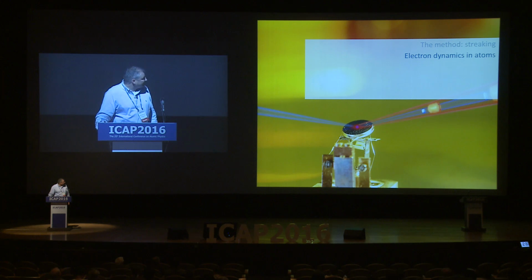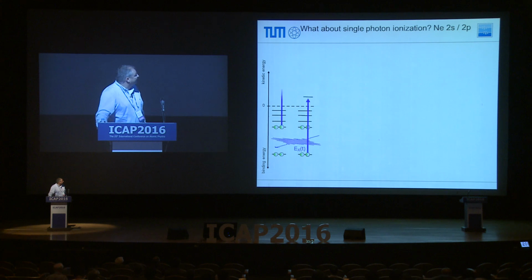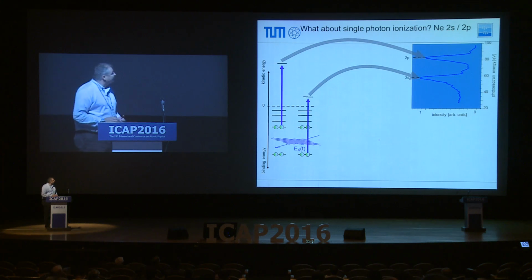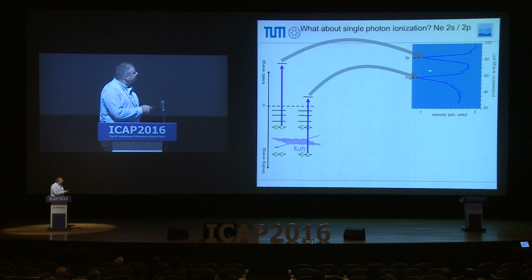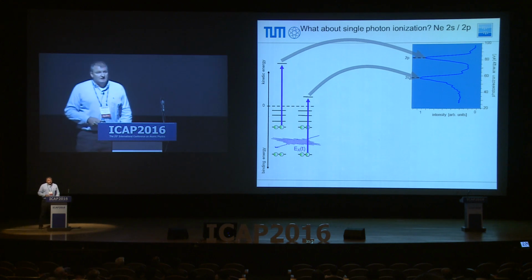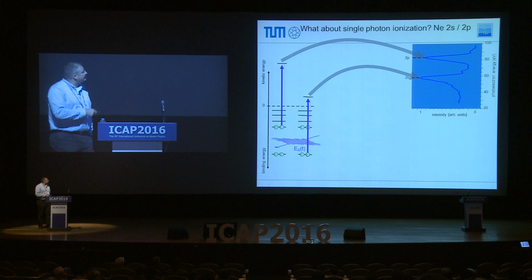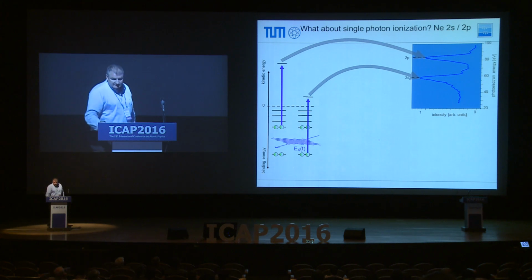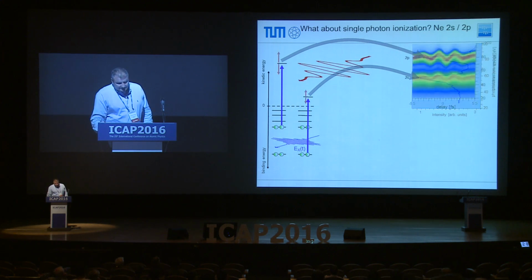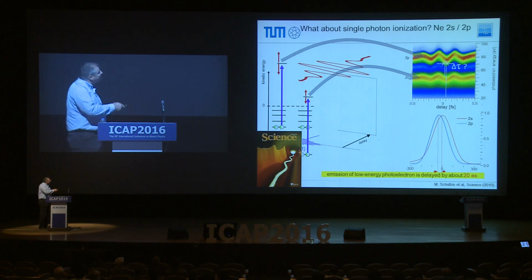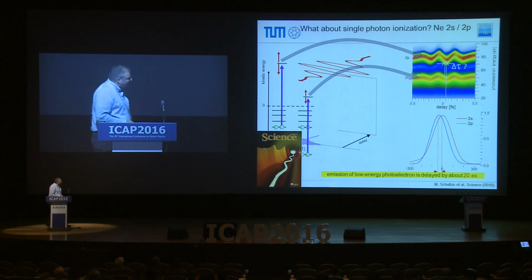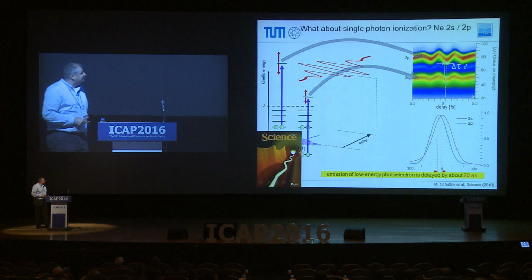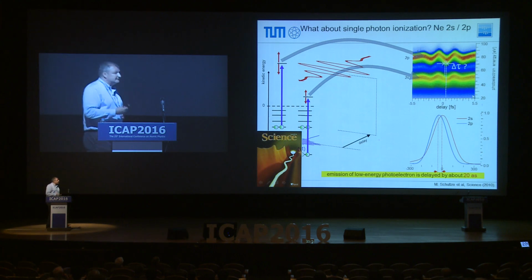Going back to our high-order harmonic generation source, years ago we did an experiment on neon where we looked at two photolines in parallel. And we were looking at the 2S and 2P photolines from neon and then did the streaking. And we saw that the two photolines, the two streaking spectrograms, were delayed, and we could measure that this was about 20 attoseconds as a delay in the photoemission.